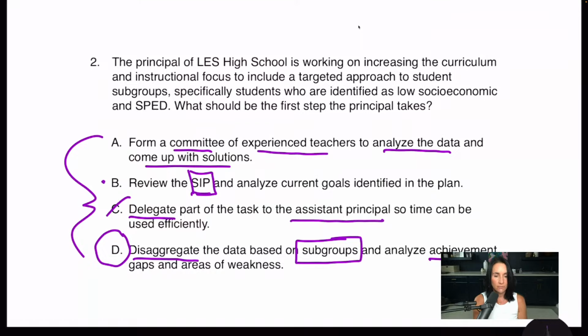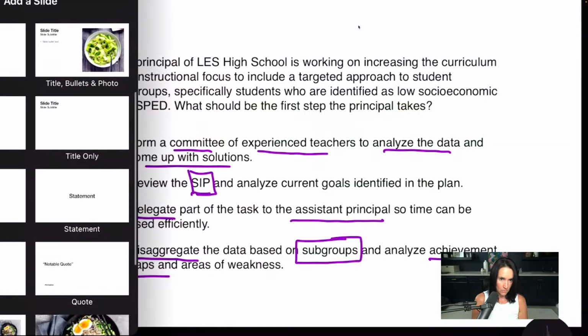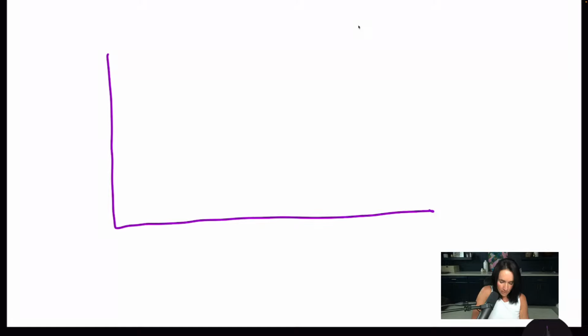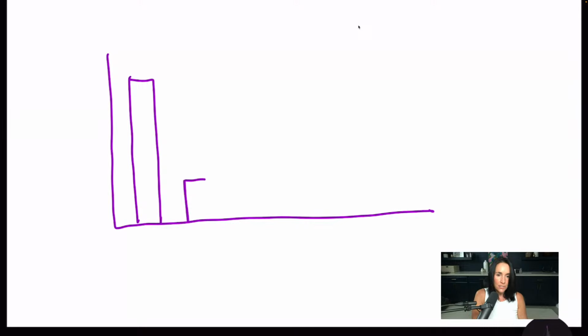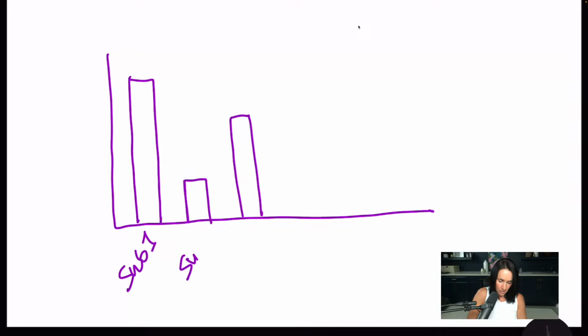When we talk about achievement gaps, let me do a little quick demo. I'm just going to do a quick bar graph here so you know what an achievement gap is. If you don't know, it's okay. Got a bar graph here. You got a bar graph here. You got a bar graph here. And each of these are different subgroups. So sub 1, sub 2, apologize for my handwriting, sub 3.